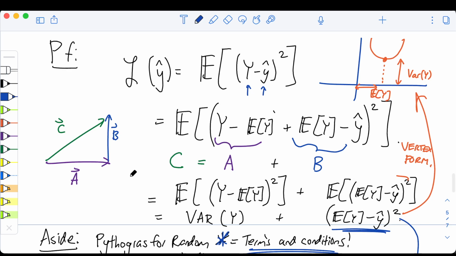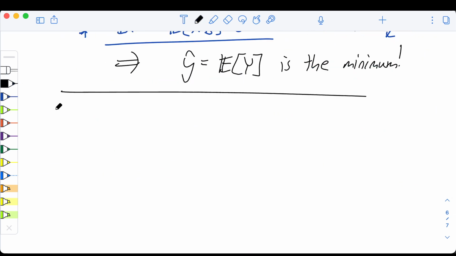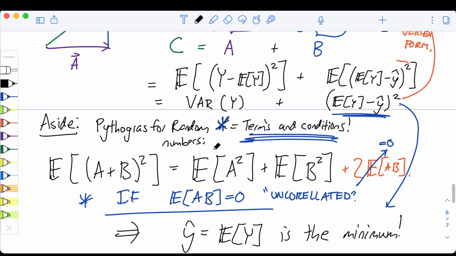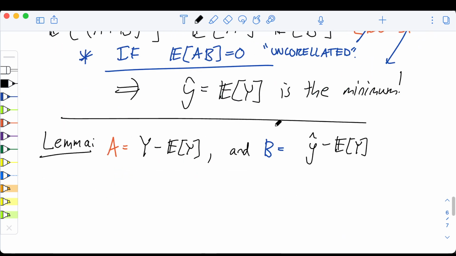Let's check that they're uncorrelated. So let's do a little terms and conditions check. So this is like a lemma, which is y minus expected value of y. Oh, that was called a. a equals this, b equals... y hat minus expected value of y are uncorrelated. Maybe you want one of them to be the other way. Okay, let's make b the other way: expected value of y minus y hat. Are uncorrelated. Okay, so that's my statement. I claim these two things are uncorrelated.